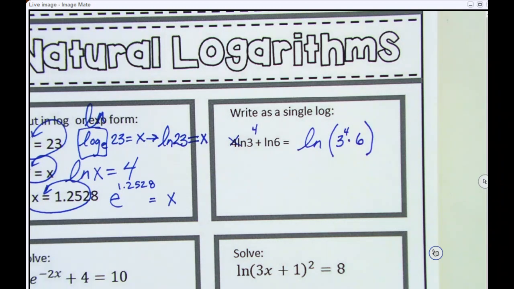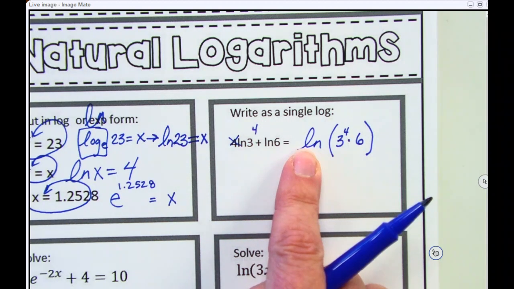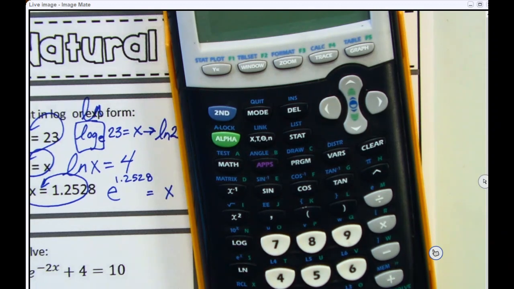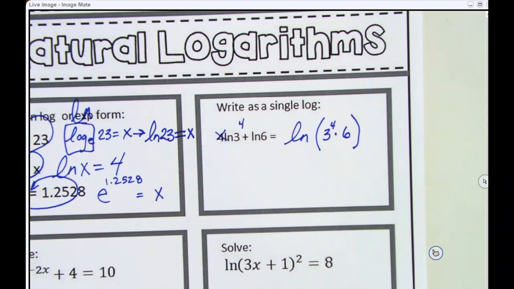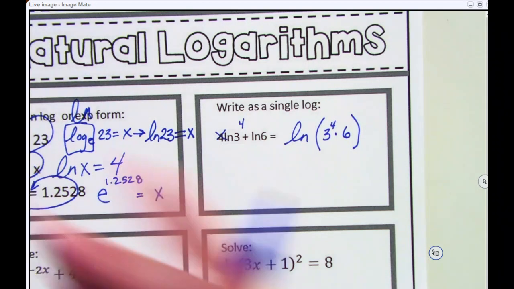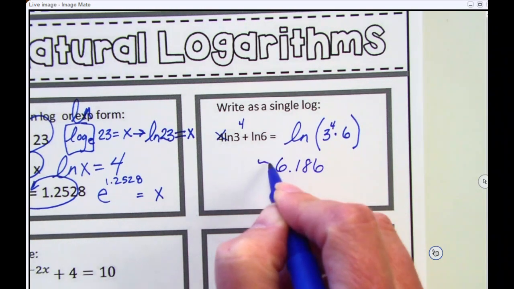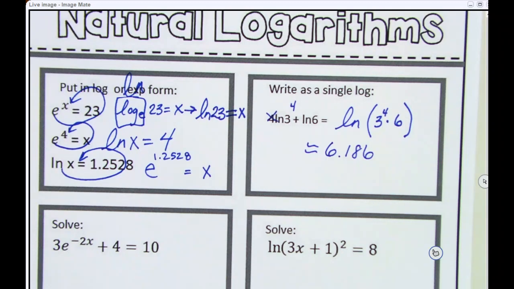Is that something we could evaluate with our calculator? Yeah. Absolutely. ln, the base is always e. It doesn't change, so you can always, always, always use that ln button. Let's make sure we get the same answer though. Type that in, let's see if we get the same thing. ln of 3 to the 4th. What'd you guys get? 6.186. I like it. Anyone have questions on how to use their calculator on that? Okay.